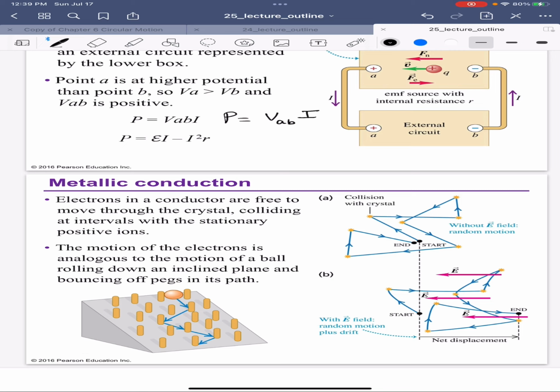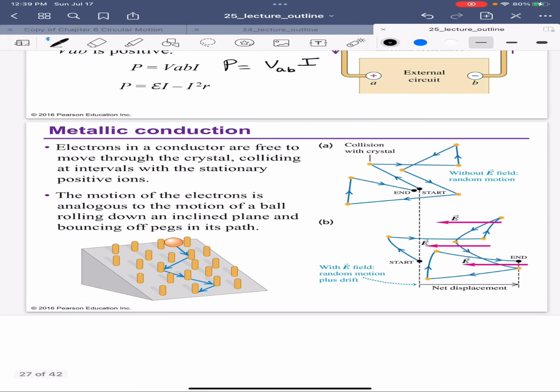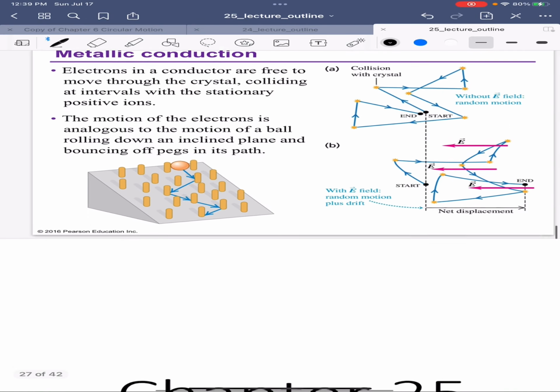Now, electrons in a conductor are free to move through the crystal, colliding at intervals with stationary positive ions. And the motion is random without the electric field. The motion of the electrons is analogous to the motion of a ball rolling down an inclined plane and bouncing off pegs in its path. Then when we have the electric field, it aligns them, and the resultant is the random motion plus the drift.